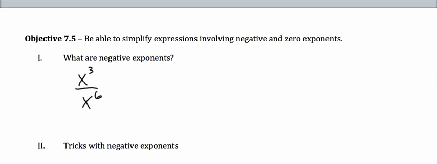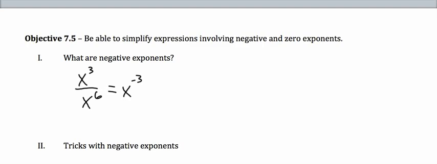Take a quick pause and write down what you think the answer should be. Hopefully you didn't write x to the third. Hopefully you wrote x to the negative third, because you should be subtracting 3 minus 6. That gets you negative 3. So the question is, what does this x to the negative 3 mean?